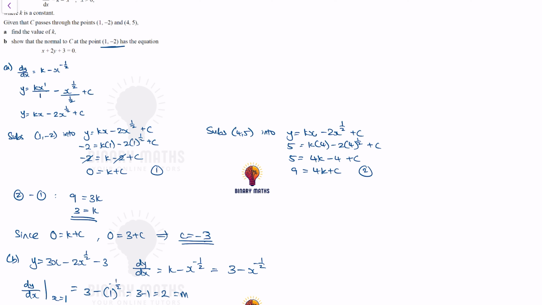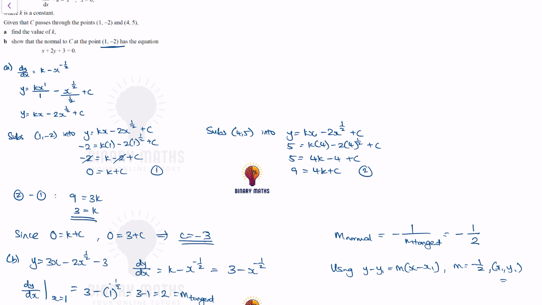Now this is my gradient of my tangent, don't forget, yeah? So my gradient of my normal, so I'll have to go here. Gradient of normal is my negative reciprocal of my gradient of my tangent, which is going to be equal to negative 1 over 2. Okay, and now using y minus y1 is equal to m times x minus x1, where m is equal to negative half, which is the gradient of the normal, and my point x1, y1 is equal to the point I was given, which is (1, -2).